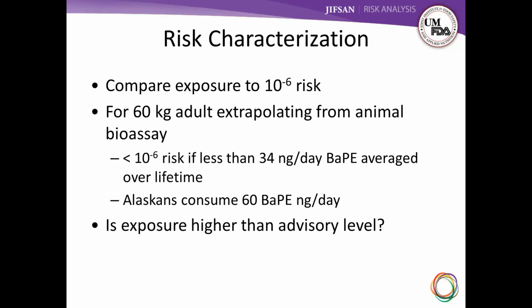So now we move on to the risk characterization step. We compare the exposure to the 1 in a million risk. So for a 60 kilogram adult, we say the risk is less than 1 in a million and is therefore acceptable if less than 34 nanograms per day are consumed.